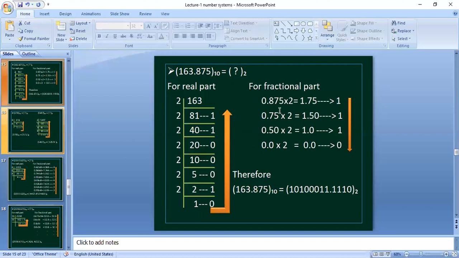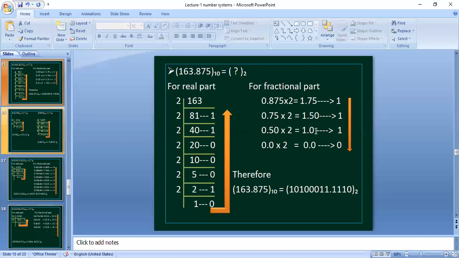So that is 0.875 into 2, and write the integer part at the right side. Again the product will be multiplied with the destination radix, that is 0.75 into 2. So what is the result? 1.50, and write the integer part at the right side. This successive multiplication procedure is repeated until the fractional part of the product is 0.